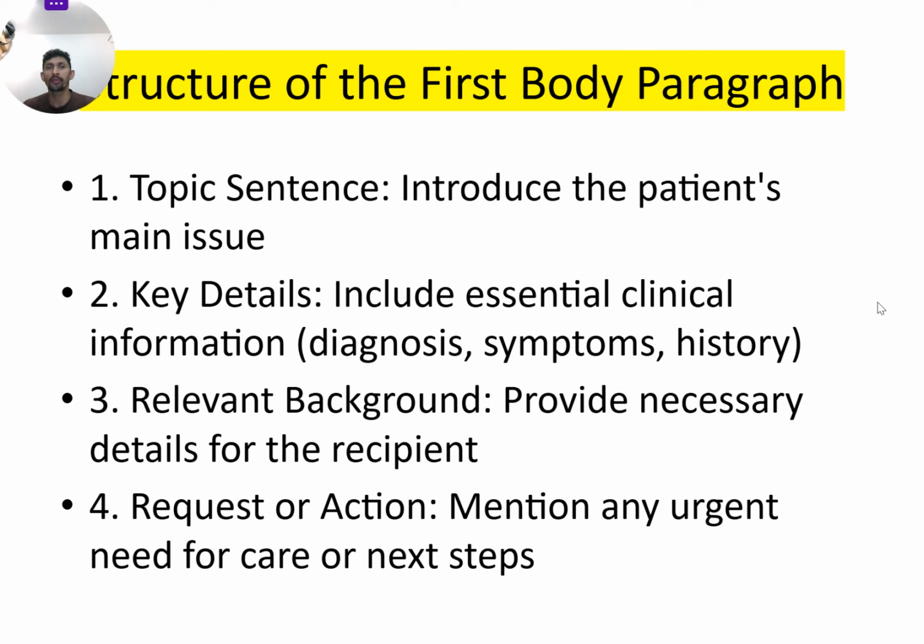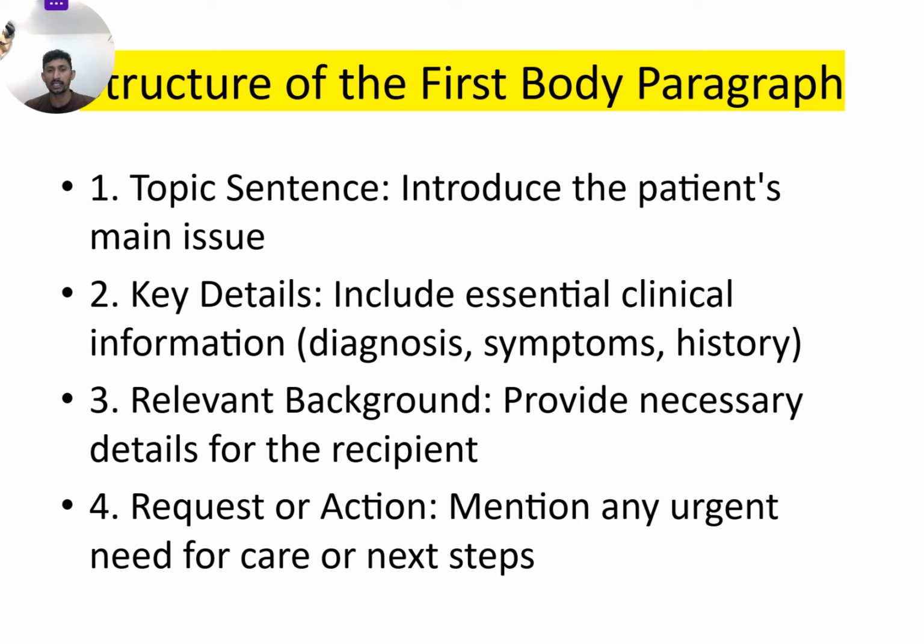The structure of the first body paragraph: first, you have to write a topic sentence that introduces the patient's main issue. We already mentioned the patient's present complaint once in the introduction, but you have to paraphrase and rewrite the same condition to introduce the main issue again. Then you include the key details as the second point, like the essential clinical information such as diagnosis, symptoms, history.